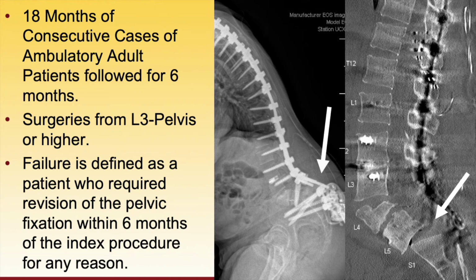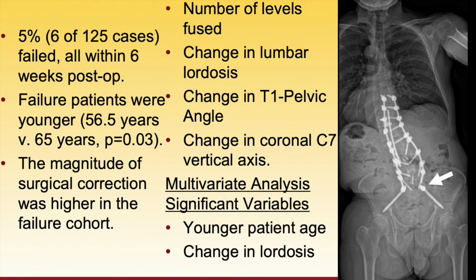At our own institution, we reviewed 18 months of consecutive cases. These were all surgeries from L3 to the pelvis or higher, and we defined failure as occurring within 6 months of the index procedure and requiring surgical revision. We found an unexpectedly high incidence of 5%. It was 6 of 125 cases, and all of the failures happened within 6 weeks postoperatively, so they were very acute.